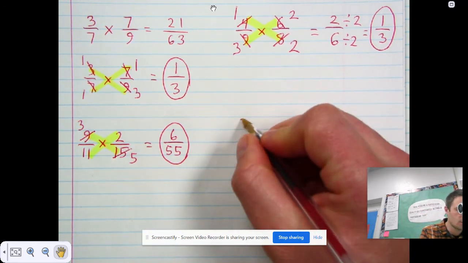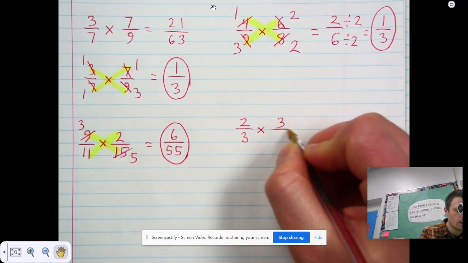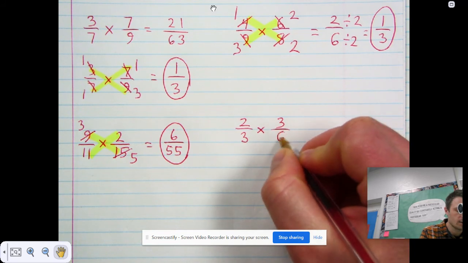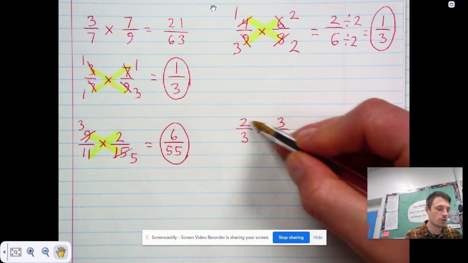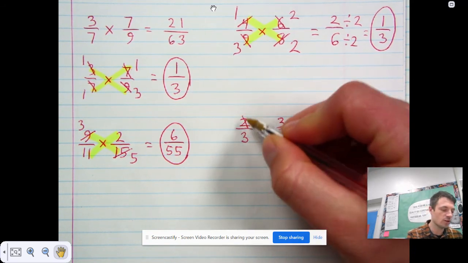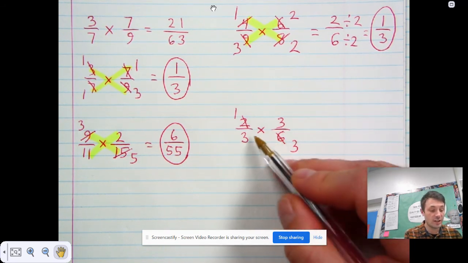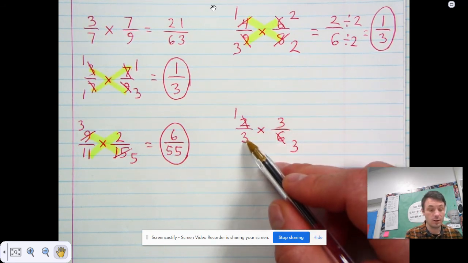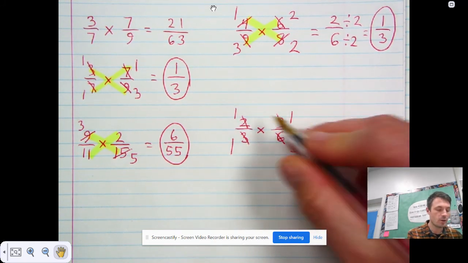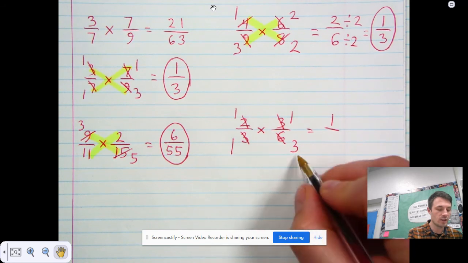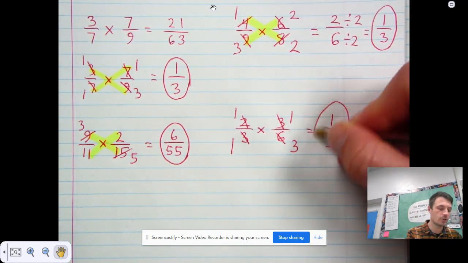Let's do another example. Let's do 2/3 times 3/6. Here, the GCF for 2 and 6 is 2. 2 can fit into itself once. 2 can fit into 6 3 times. The GCF for 3 and 3 is 3. 3 can fit into itself once. 3 can fit into itself once. 1 times 1 is 1. 1 times 3 is 3. So 1/3 is the final answer.